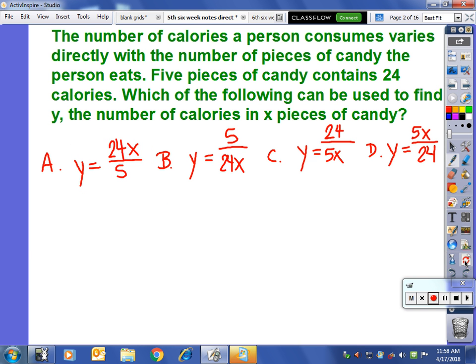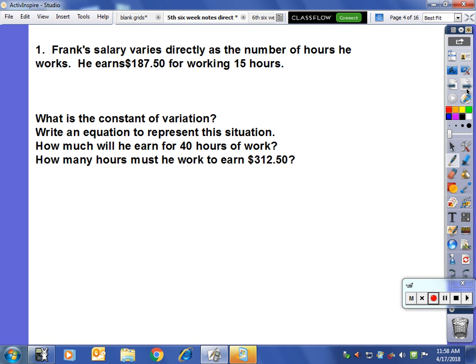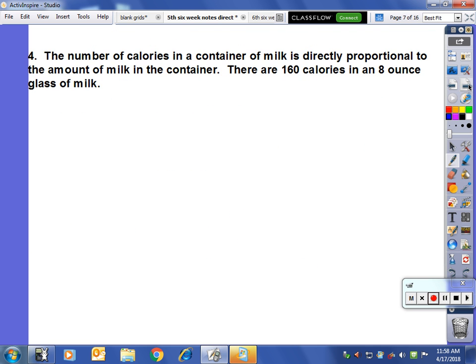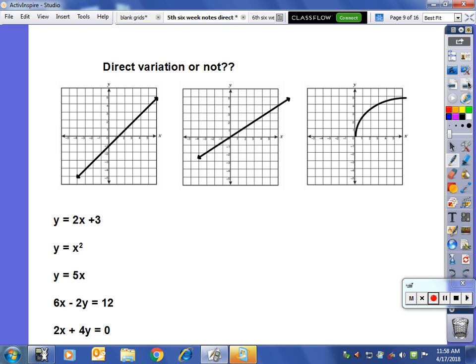Okay, now that's direct variation. Whole different ball game with indirect or inverse variation. So this is the new stuff. Inverse variation. Oh, real quick before we get to inverse. Is this direct or not? Why not? Doesn't go through the origin. Is this direct? Yes, it's linear and it goes through the origin.